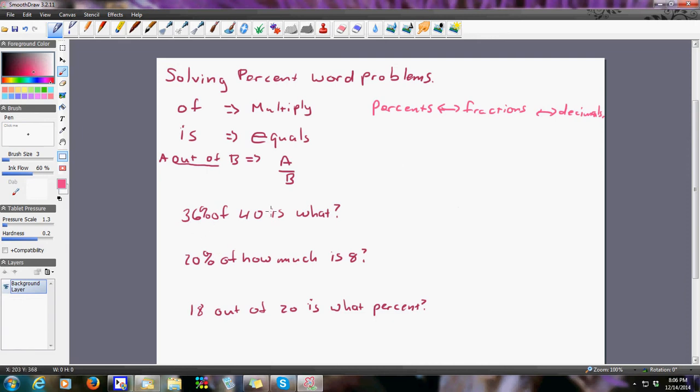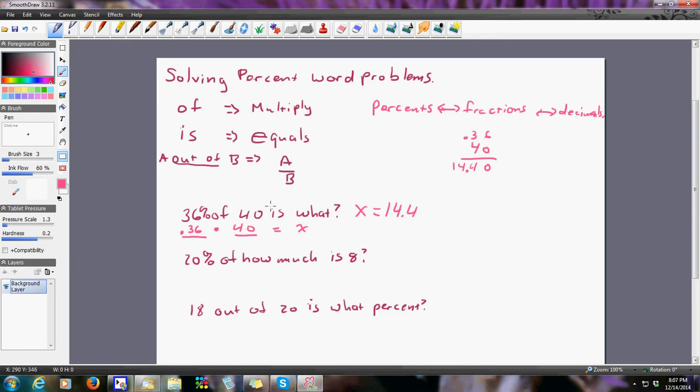So, for example, 36% of 40 is what? Well, 36% I'm going to change into a decimal, which is 0.36. Of means to multiply. 40 is that. Is what? So I'll call that x. So all I do is I take 0.36 and multiply it times 40. When I do that, I moved over 2, so it's x equals 14.4.